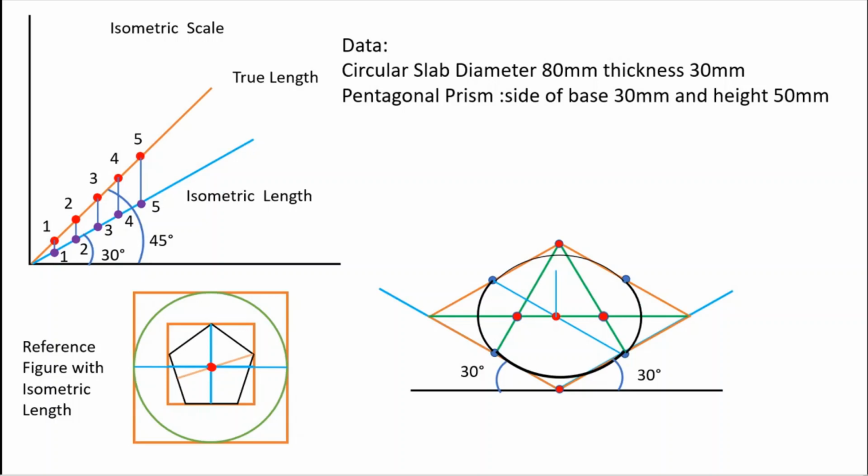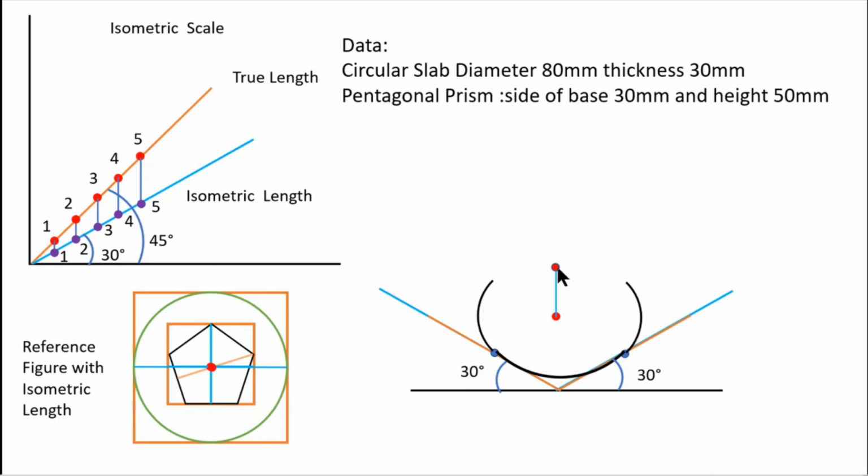Next, about the center, we'll draw a vertical on which we'll measure a distance of isometric length 30. So the circular slab thickness is 30. So on the isometric scale, we take isometric length of 30 and draw vertical through the center of the base circle.